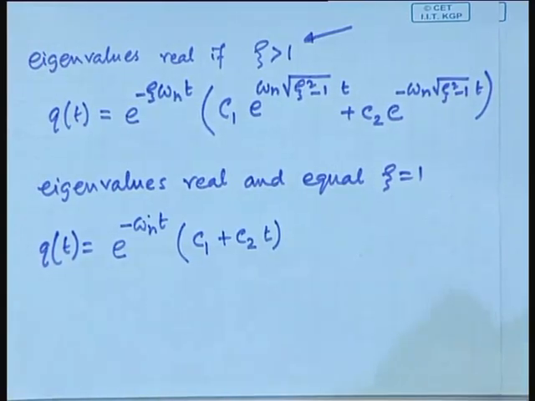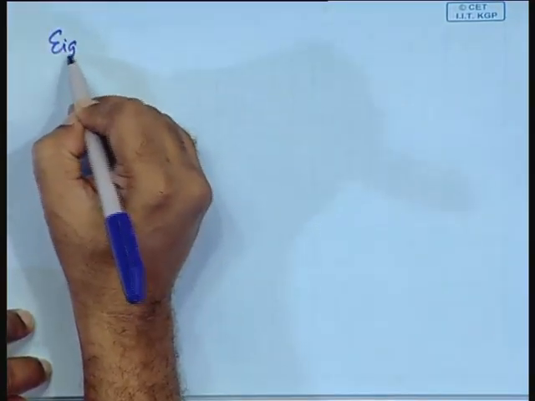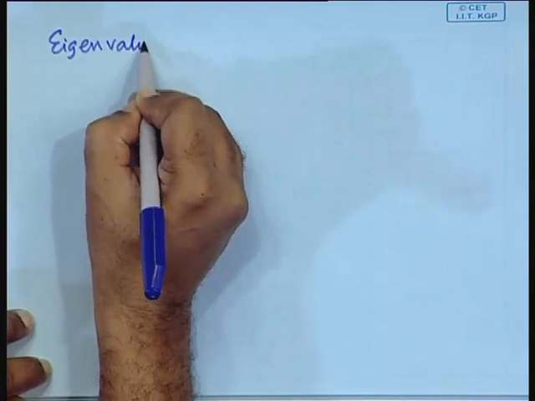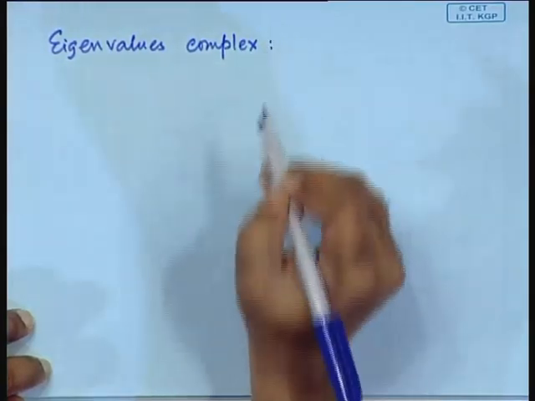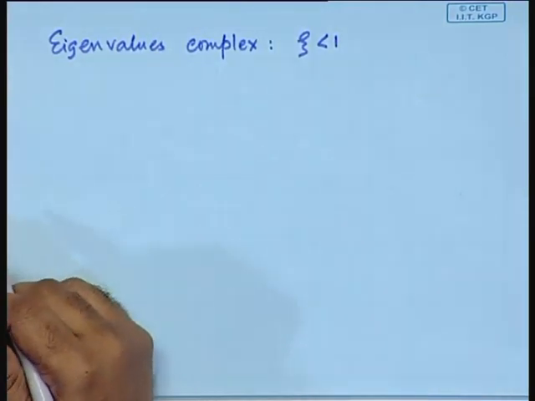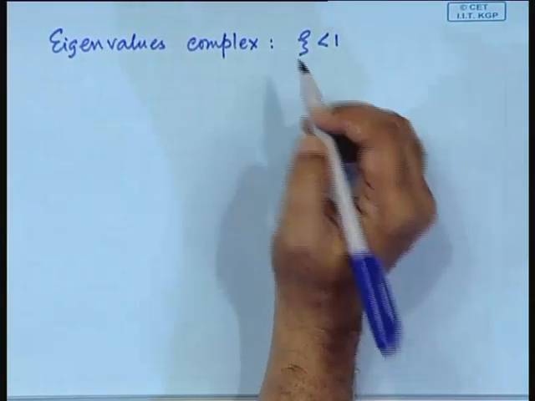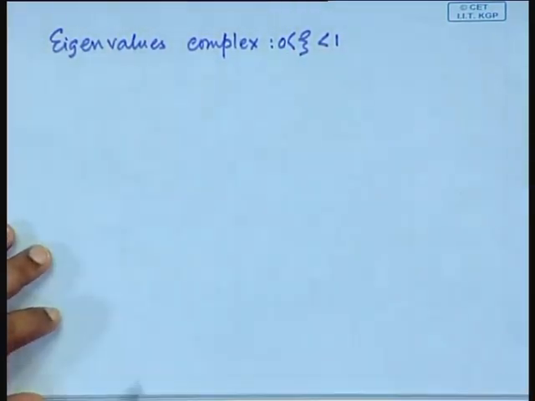Now, let us come to the third case, where the eigenvalues are complex conjugate. When does that happen? That happens when zeta is less than 1, fine. Then what are the eigenvalues? What will be the solution? You have already learned. So, write in that form.